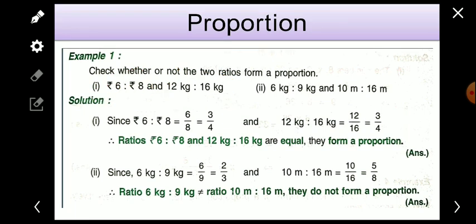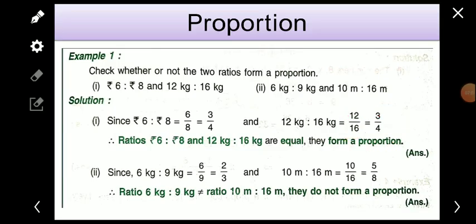First we'll simplify the given ratios. Here the first ratio is rupees 6 is to rupees 8. So 6 by 8 means 3 by 4. The value of the first ratio is 3 by 4. Now we'll simplify the second ratio. 12 kg is to 16 kg is equal to 12 by 16. Kg will be removed in the ratio. So 12 by 16, if we simplify it, will be 3 by 4.